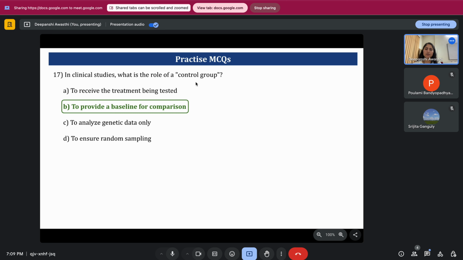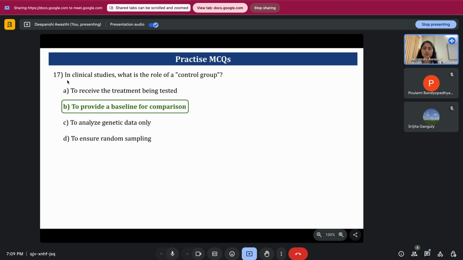Because we already know that in any of the experiments we take a control and a test. So control is just to treat it as a reference or as a baseline so that we can compare it with our test samples. So in a similar way, in clinical studies also we have a control group and another disease group or other group, which generally for the comparison sake we take. To receive the treatment being tested, no, control group will not receive any kind of treatment. To analyze genetic data only, this is also not true, and to ensure random sampling, not at all.